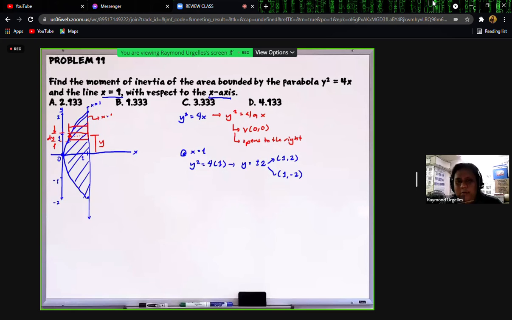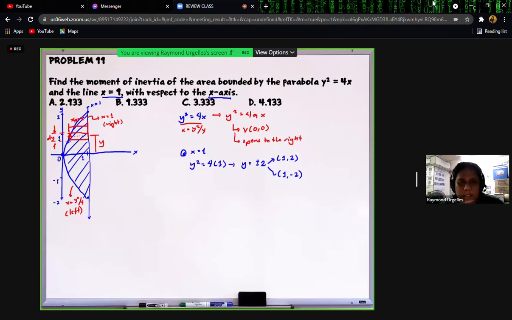So for the length naman na 'to, remember the right boundary is this one. That is x is equal to 1. So this is the right boundary. The left boundary naman is the parabola. So again, from this equation, we can say that this is x is equal to y squared over 4. So this is our left boundary.